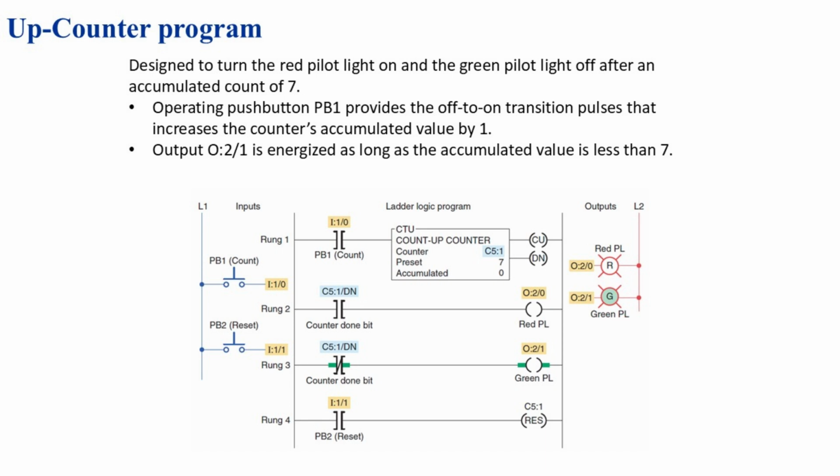As long as the accumulated count is less than 7, the green pilot light remains on, showing that the system is still in operation. But once the 7th pulse is received, the counter's done bit, labeled DN, becomes true. When this happens, the red pilot light turns on, and the green light turns off. This gives the operator a clear visual signal that the count limit has been reached. Finally, there's a second push button labeled PB2, which is used to reset the counter. When PB2 is pressed, the accumulated value returns to 0, and the system is ready to start counting again.